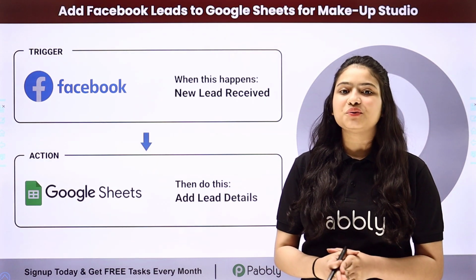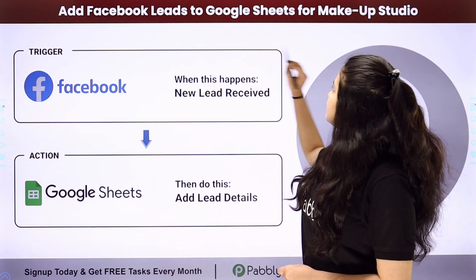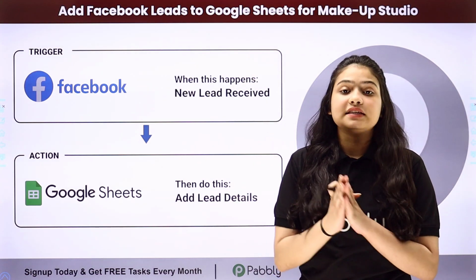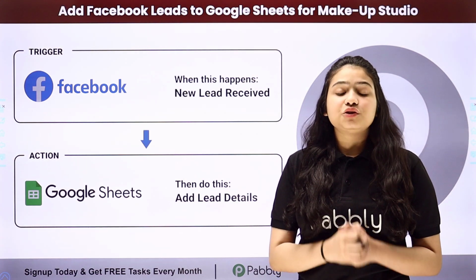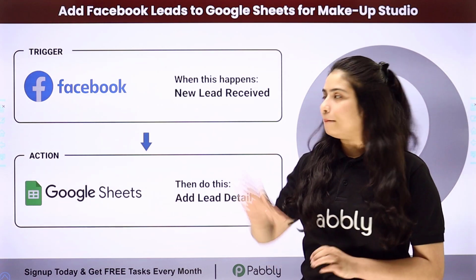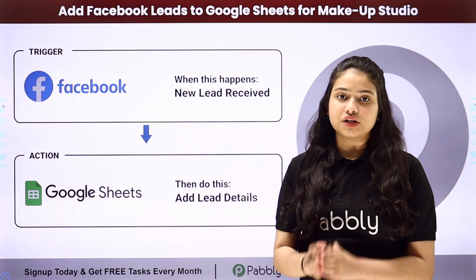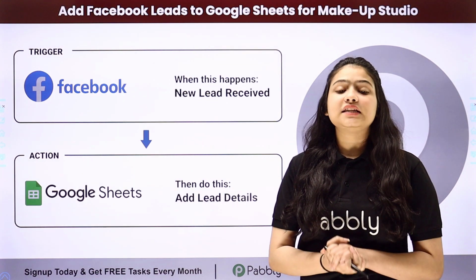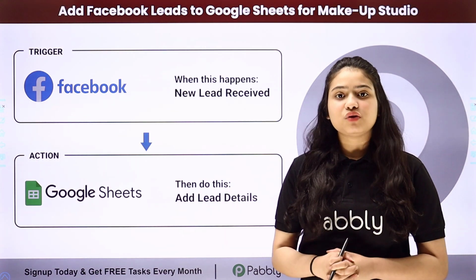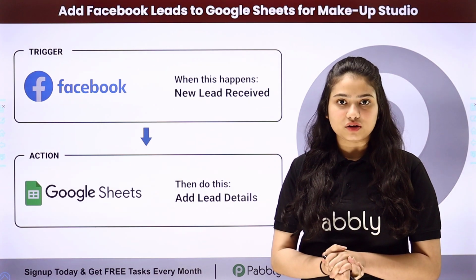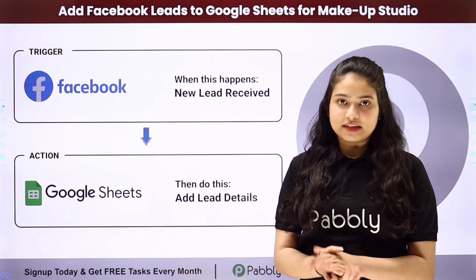In this video, we are going to learn how to add Facebook leads to Google Sheets for Makeup Studio. Let's suppose I have a makeup studio and to promote my business, I'm also running an ad campaign on my Facebook page. And now I want that as soon as a new lead is generated through Facebook lead ads, automatically the details of that lead should be added in my Google Sheets so that I will be able to create a record. So how are we going to automate this entire process?